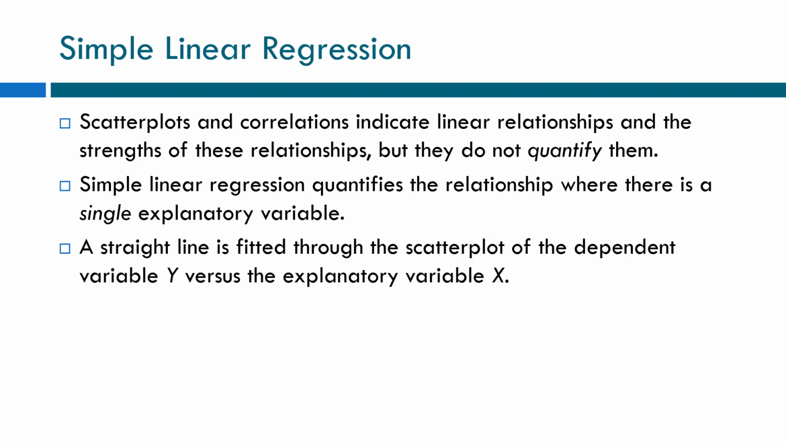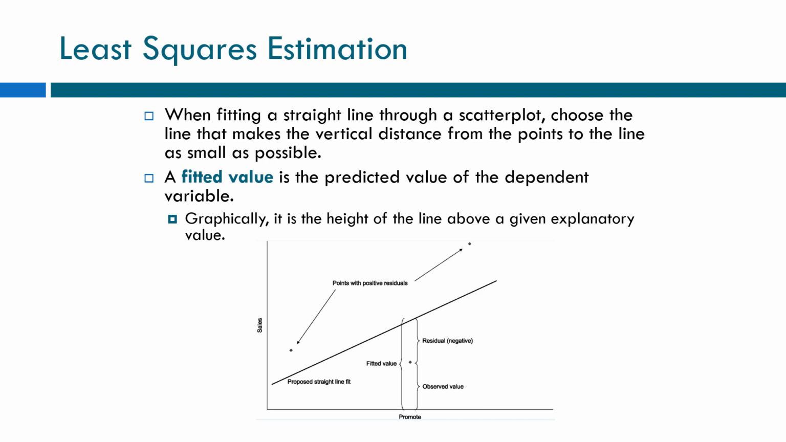Now, with a scatterplot or a correlation, you can see that a linear relationship exists. It even tells you the strength of the relationship, but it doesn't quantify it. A simple linear regression quantifies the relationship where there's one single explanatory variable. And what we're going to do is plot a line of best fit through the scatterplot of the dependent variable y against the explanatory variable x. Here's some terminology you need to know. When fitting a line through a scatterplot, choose the line that makes the vertical distance from the points to the line as small as possible.